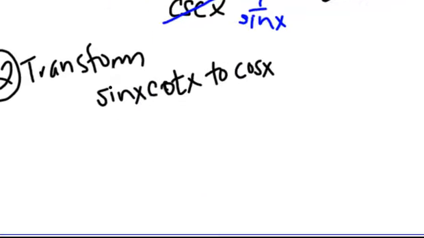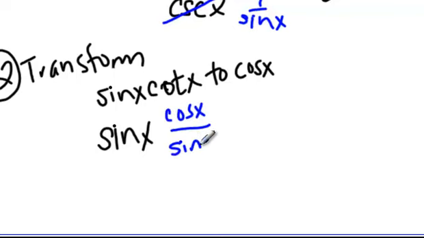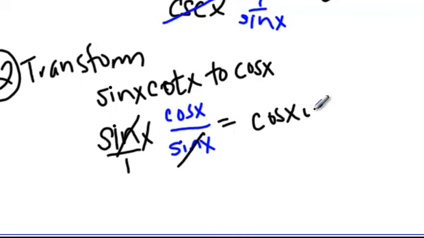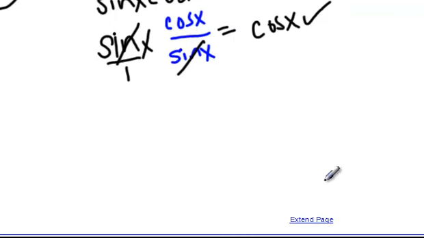Okay? What I would do is change cotangent to cosine of x over sine of x. When we do that, we've got fractions. You multiply straight across. And look what we just did. We just transformed it. Okay?